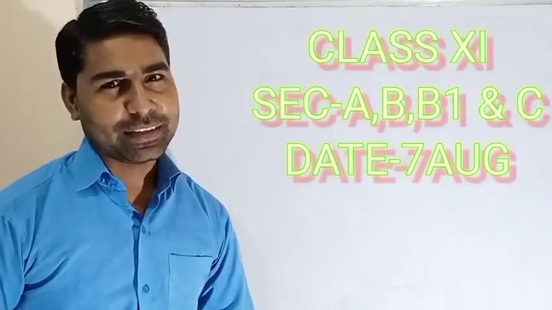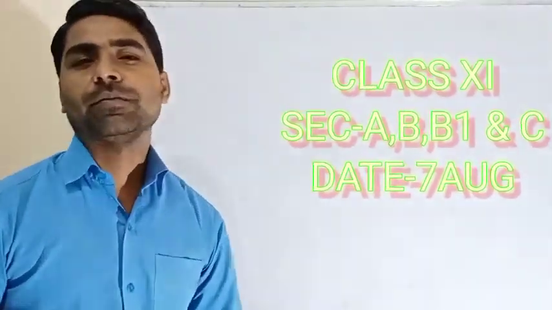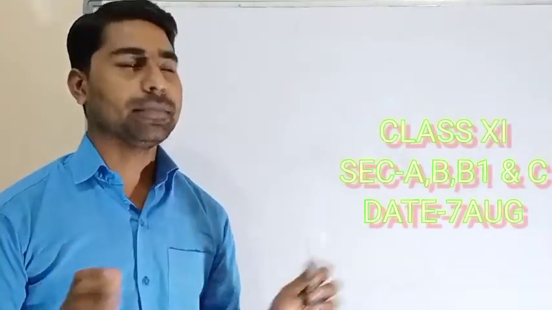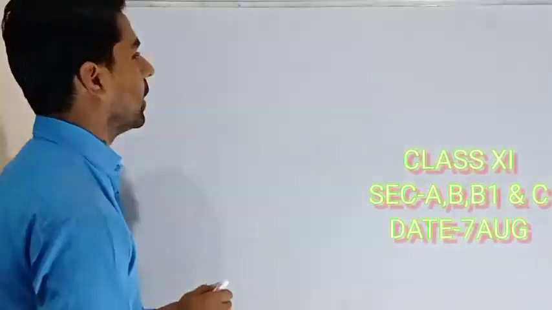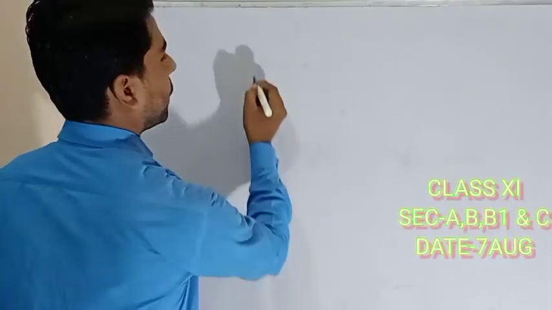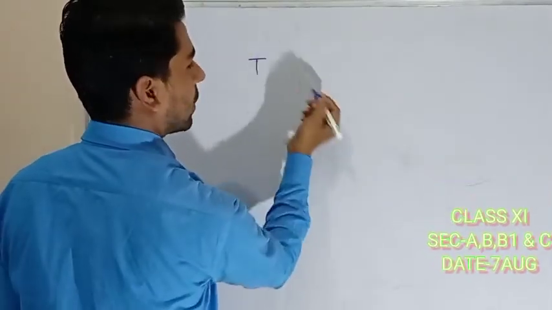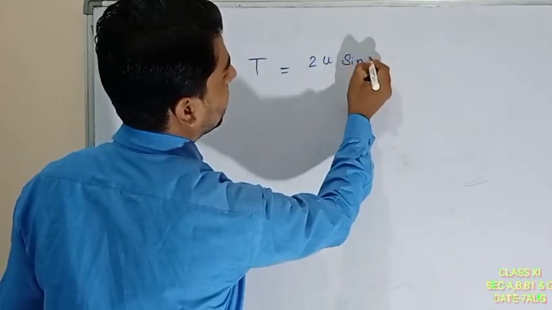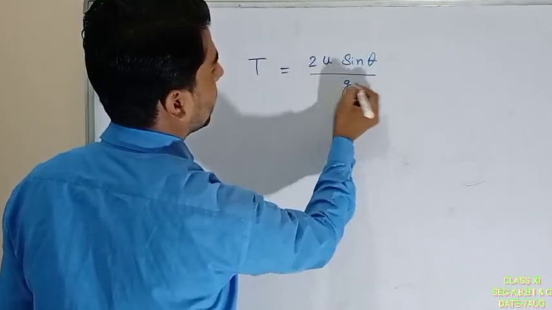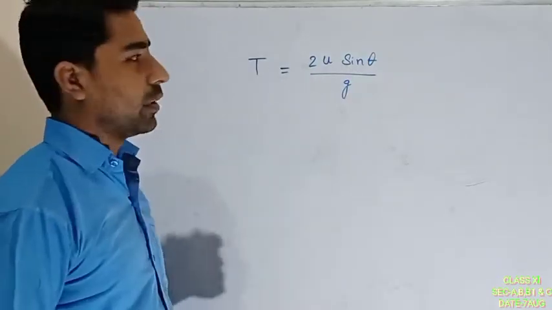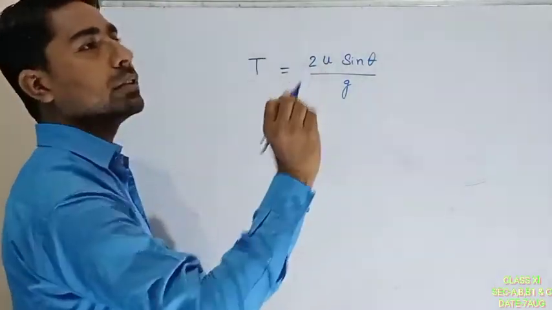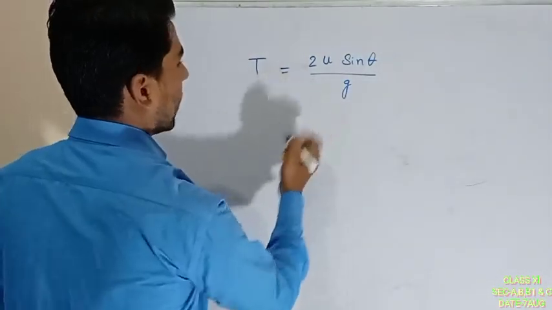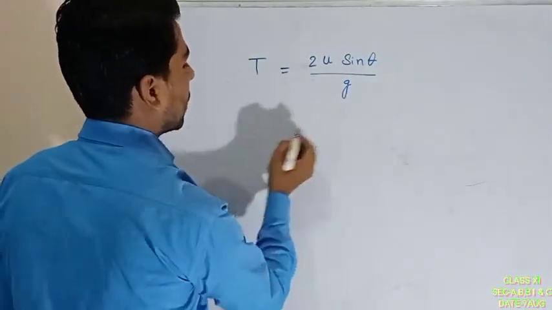Welcome back, class 11th. In the previous lecture, we discussed projectile motion, and we proved three equations. First, the time of flight is 2u sin theta upon g, where u is the initial velocity, theta is the angle at which the projectile is projected, and the acceleration due to gravity g is constant.